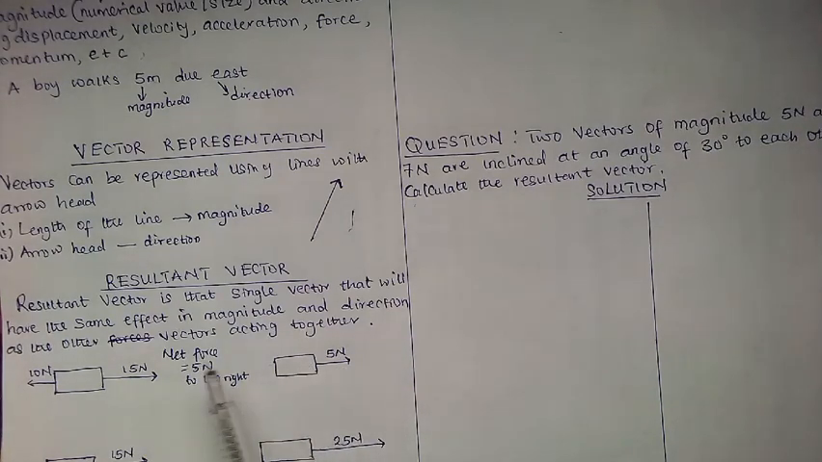So these two illustrations are the same because they imply the same thing. The net force acting on this is 5 Newton to the right, and the resultant or the net force acting here is also 5 Newton to the right.